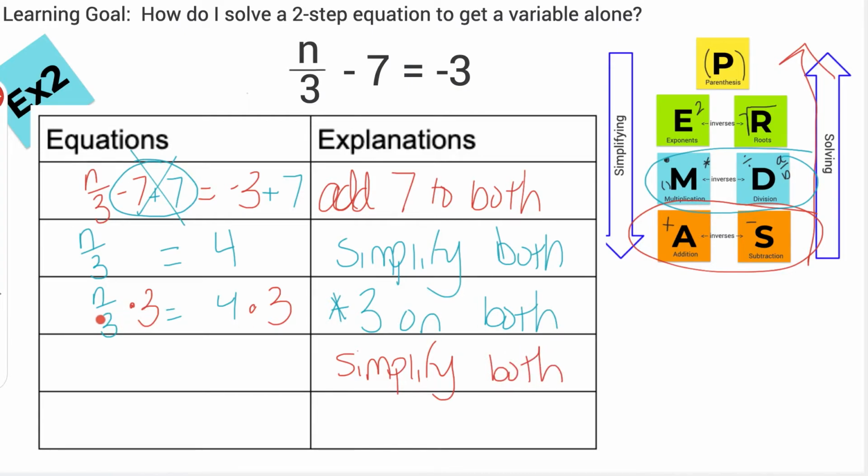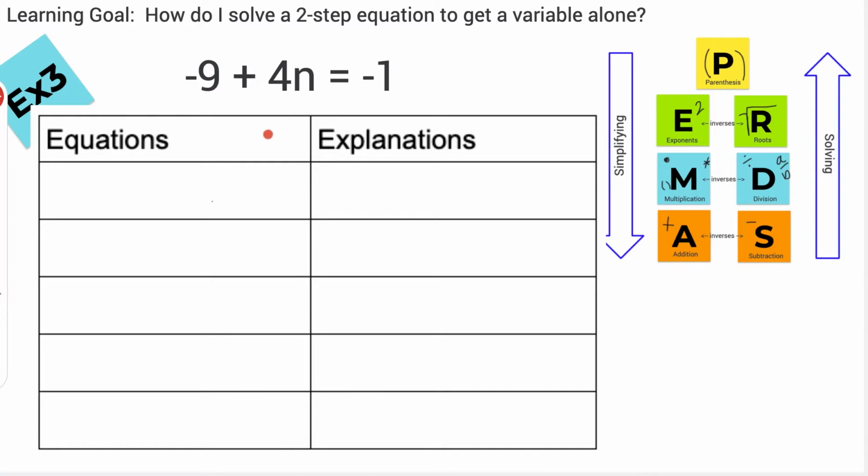So to simplify here, divided by 3 and times 3 are inverse operations. They cancel. The n drops, the equal sign drops. 4 times 3 is 12. N equals 12. And that makes sense because if I do 12 divided by 3 minus 7, right? If I replace this with 12, 12 divided by 3 is 4. 4 minus 7 is -3. So it checks out. We're just going to do 2 more examples and then you'll try some on your own.